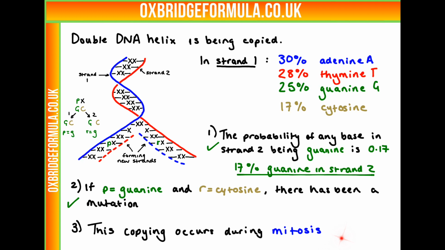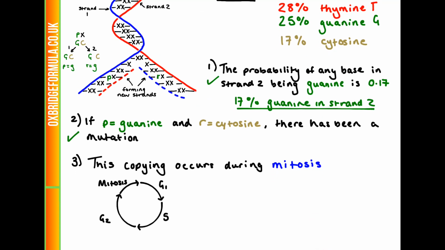So finally, our last statement is that this copying process occurs during mitosis. So have a think about the cell cycle and see if you can work out when this DNA replication is going to take place. Well, if we look at our cell cycle here, we've got our different phases, G1, S, G2, and then mitosis. And our DNA replication occurs in this S phase, so before mitosis. So we know that this statement is incorrect, and therefore only 1 and 2 are correct, so our answer is E.